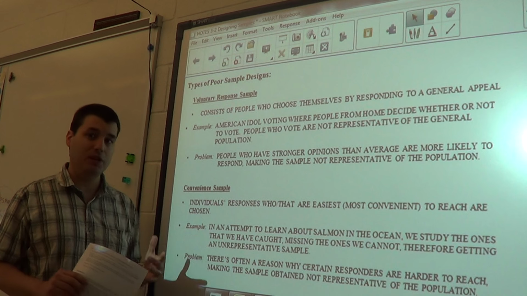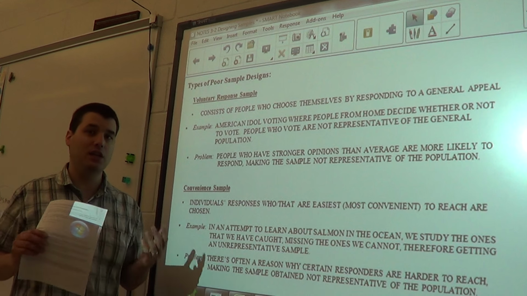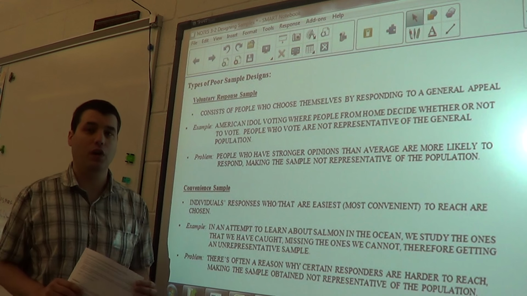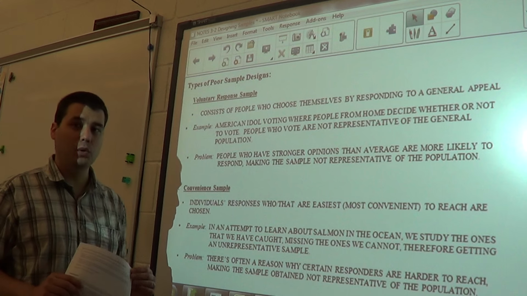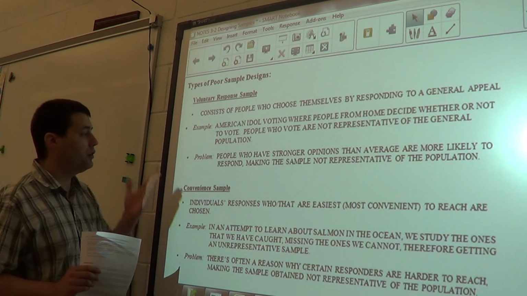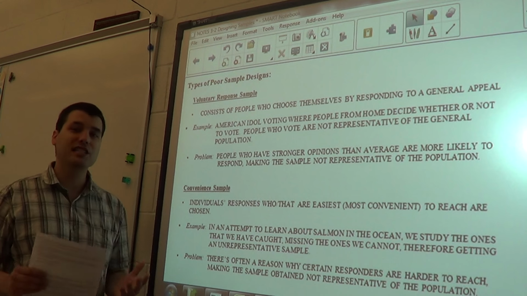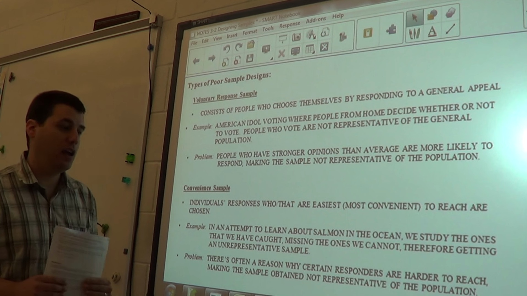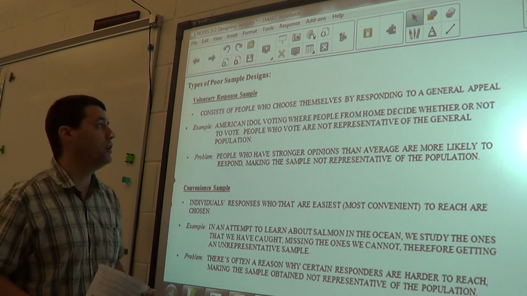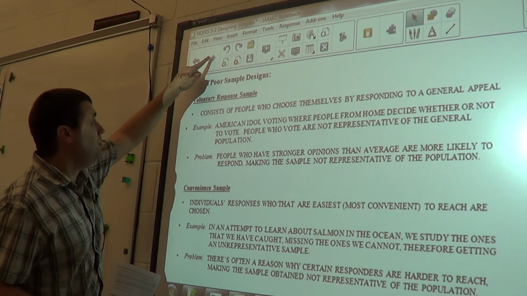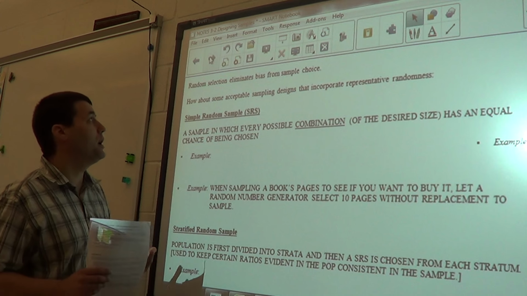For instance, there's probably something about those salmon that makes them not easy to catch. It makes them different with regards to whatever value we're trying to estimate. So those are not great ways to sample, and we can often estimate the kind of biases and under or overestimates that might result from those situations. So let's take a look at some good ways to do it.